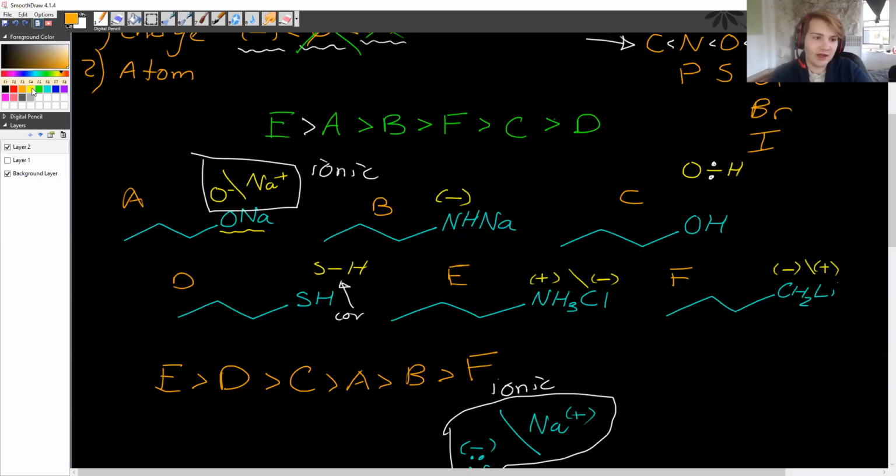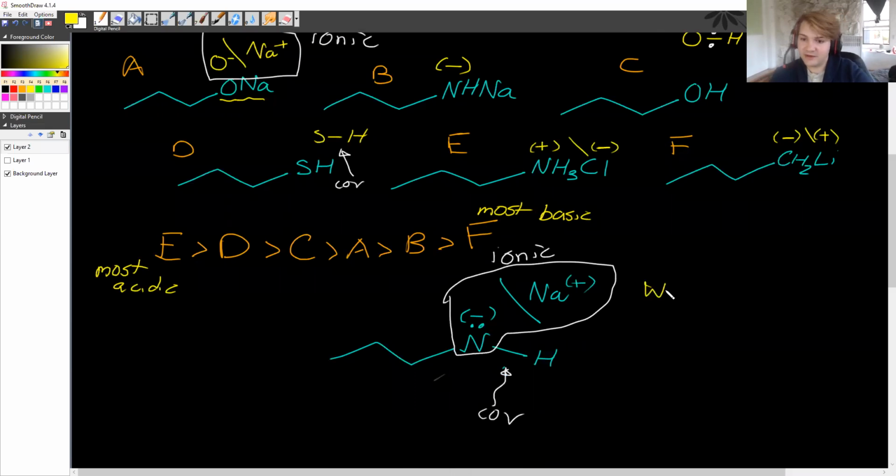And so we can say that E is the most acidic and that F is the most basic. And so we can just reverse all of our arrows to get the opposite of the answer that we're looking for. So a really common way of asking the same question is, what's the weakest base? Well, the weakest base is the same thing as saying the strongest acid, right?